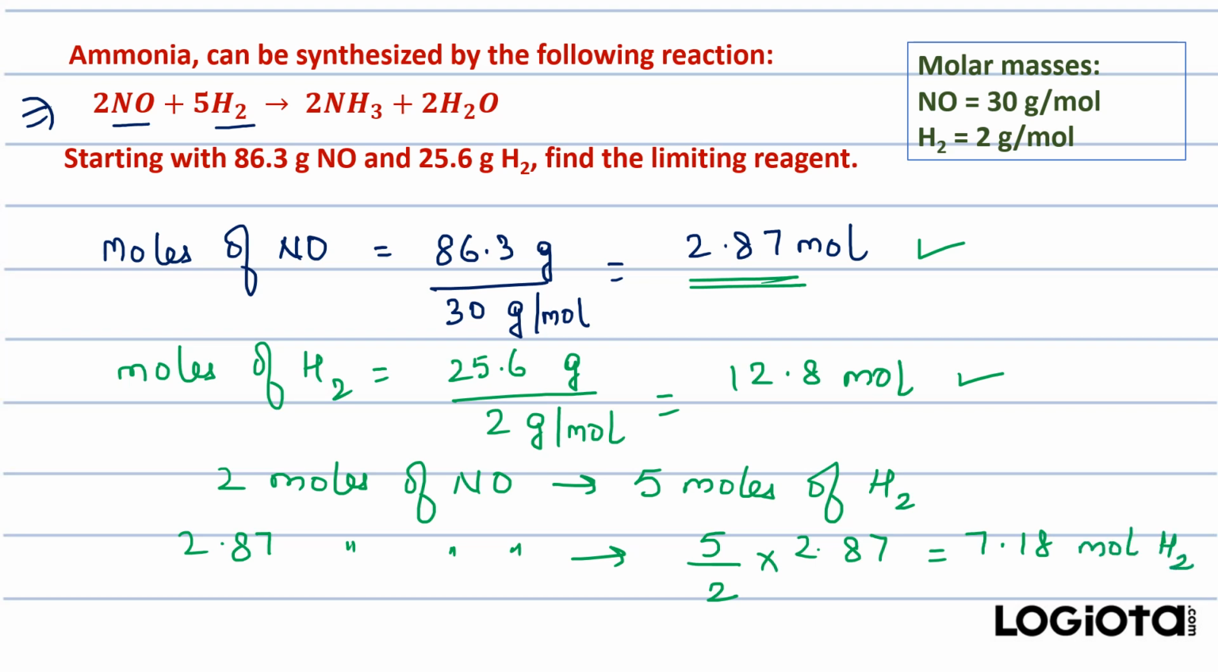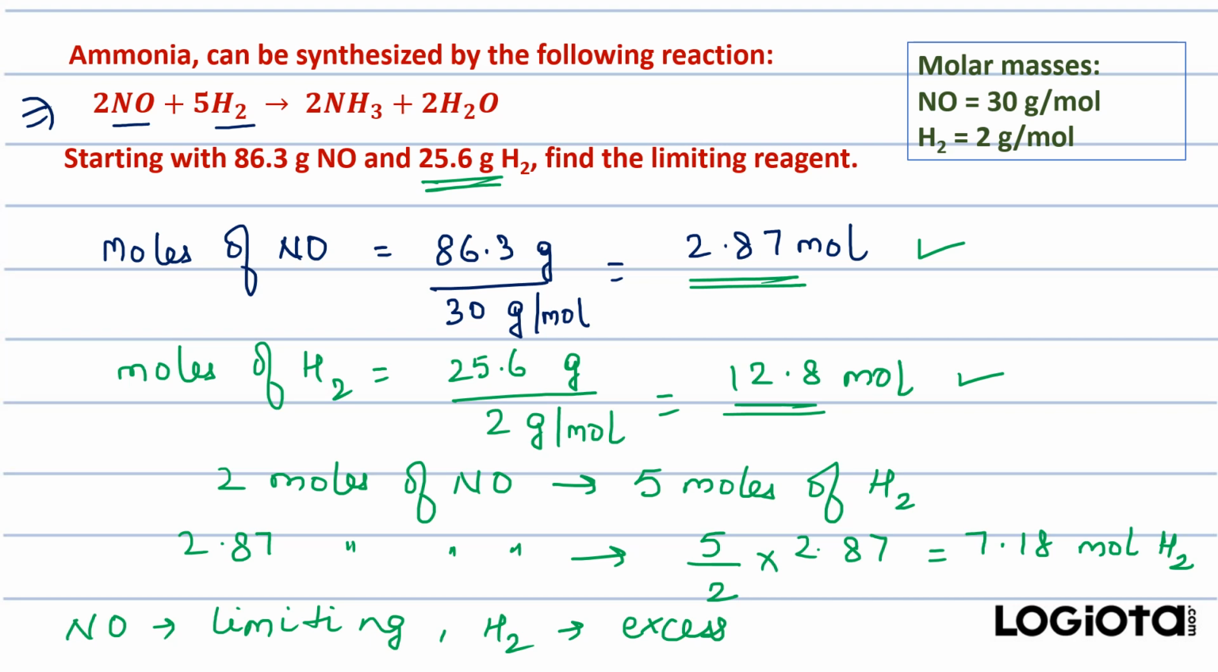Okay, but from the question, for the 25.6 gram H2, we got that we have 12.8 moles. But we need only 7.18 moles. So we can see that the NO is actually the limiting reagent, and H2 is the excess reagent, in excess, right? So we needed this much, but we have this much, right? From here, we can calculate the limiting reagent as well as the reagent in excess.